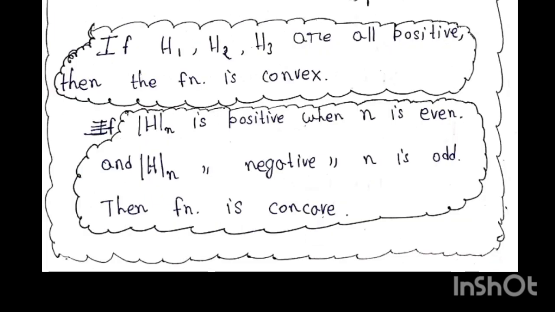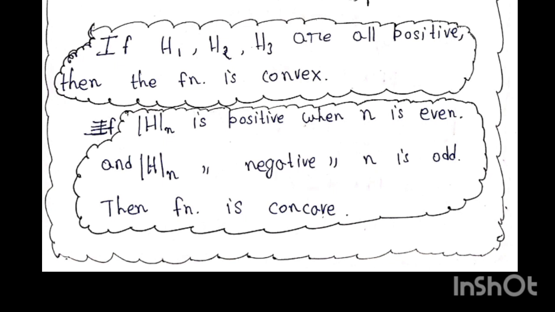Now, if H1, H2, H3 all the determinants are positive, then the function is convex. But suppose H1 is negative and H2 is positive and H3 is negative again, that means if we are having the odd number of determinant, then that is negative, and if we are having the even number of determinant, then that is positive. If this type of sequence goes on, then we have to say that the function is concave.